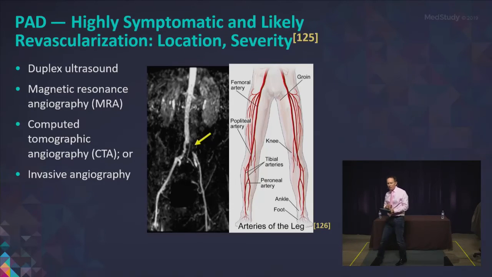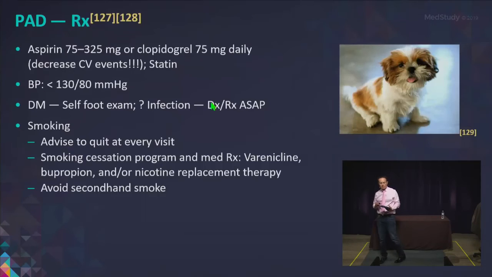Now, what if they have PAD? You do the ABI, it's like 0.7 or something like that. Then oftentimes you treat it medically, but if you're thinking of doing some sort of revascularization, we have to image them. And we've got different options for imaging. Here is an example of an MRI showing a nice obstruction in the common iliac artery, which was successfully stented. So we want to treat these individuals.